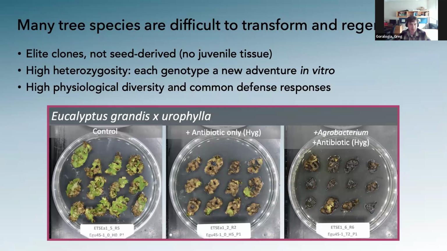This is eucalyptus. So the left panel is a regenerating control. You add antibiotic in and you see the cells getting killed, but you add Agro in and the cells just die. There's these really strong necrotic responses. And this is common in a lot of species.